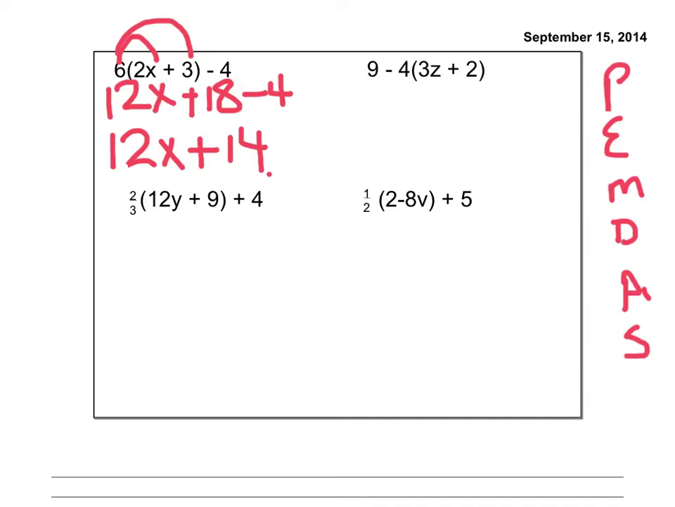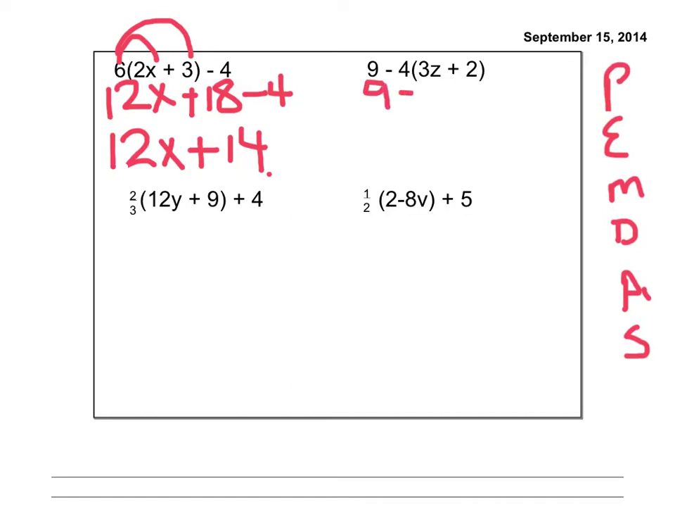Okay, now we come over to the next problem. We've got 9 minus 4 times 3z plus 2. We've got 9 minus 4, which is subtraction, but we've also got negative 4 times 3z. So we've got to take care of that multiplication before we take care of any addition or subtraction. So we bring the 9 down, and we go 4 negative.